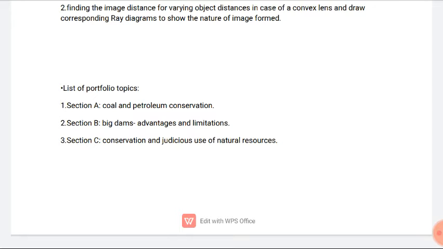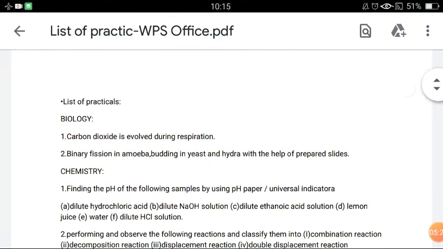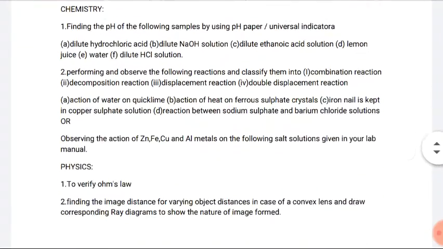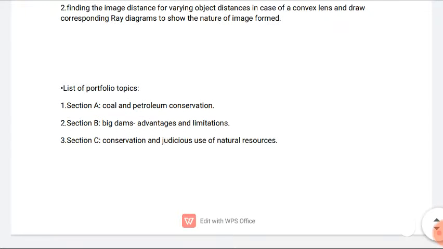You all have to prepare your portfolio topic according to your section. And what a portfolio is and how to make it, all those details your class teacher will give you. Today's video was only to inform you about these experiments and portfolio topics. And you all have to complete it in your winter vacation only.